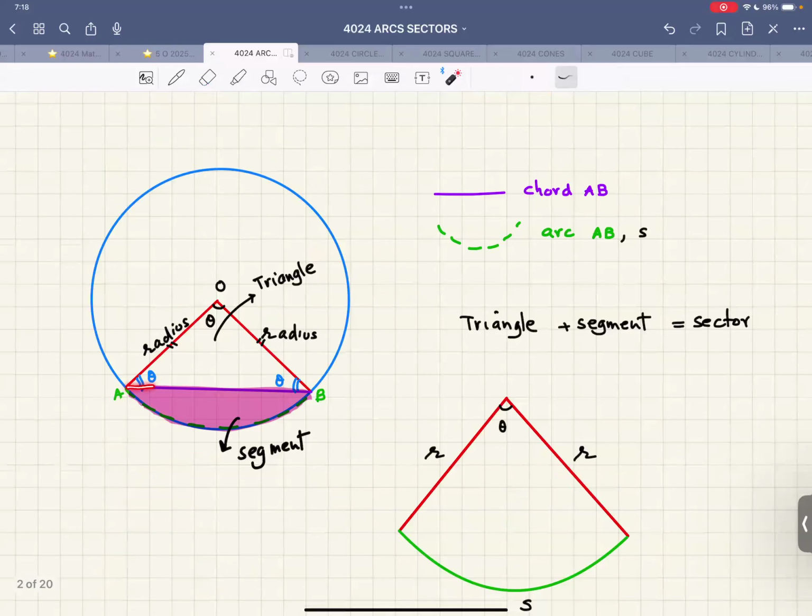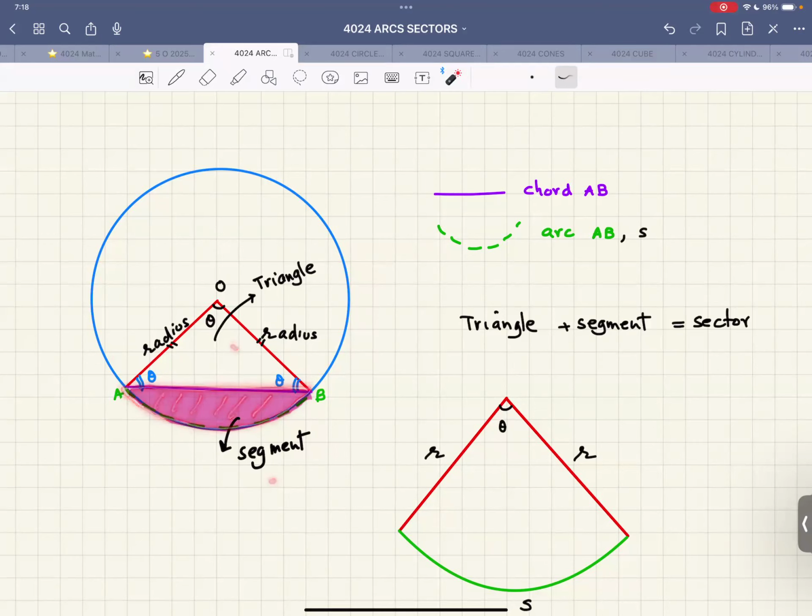Now over here, this is the chord AB, and this part of circumference, that is the arc length AB or arc AB, and the length of this arc is called the arc length. Now from the center, I have drawn a line to the circumference, another line to the circumference. This is called radius. So now what you created over here, that pizza slice, this whole thing is a sector.